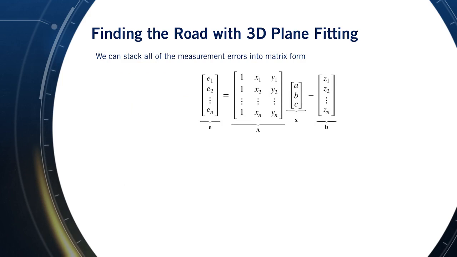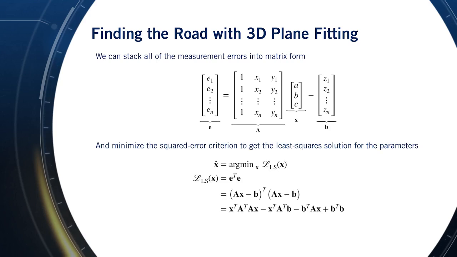We can stack all of these error terms into matrix form so that we have a big matrix of coefficients called A, multiplied by our parameter vector X, minus our stacked measurements B. You can work out the matrix multiplication yourself to see that we get back the same measurement error equations we started out with. Now all we have to do is minimize the square of this error and we'll have our solution.